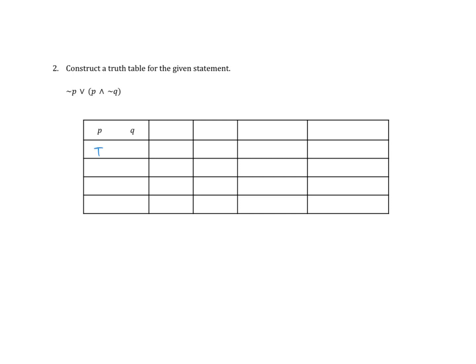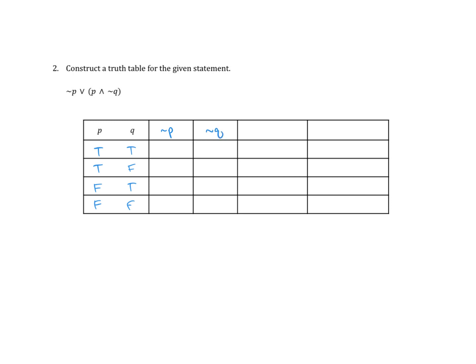Under P and Q, we will always start the same way. For P, we're going to put true, true, false, false. And for Q, true, false, true, false. So that's, again, all the possible truth combinations: both true, true then false, false then true, or both false. And now for the top row, I'm going to look and see if I have any simple negations. I do have not P and I do have not Q. So those are going to be my first two columns, not P, not Q.